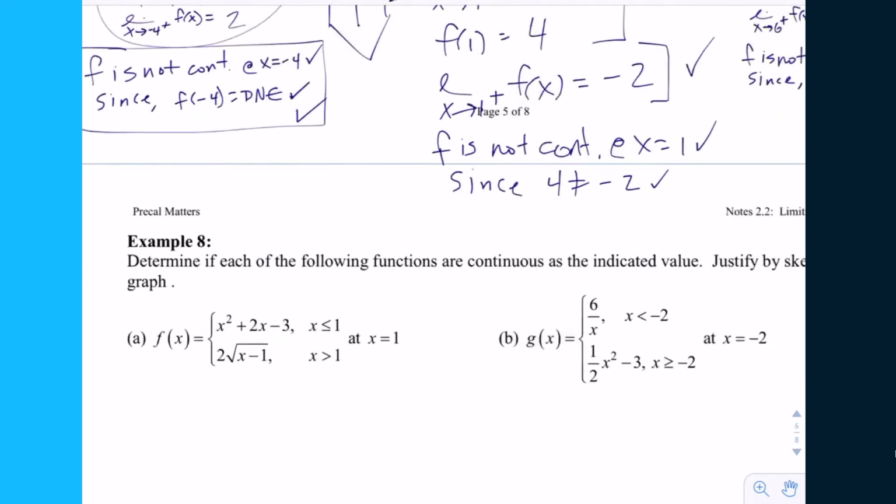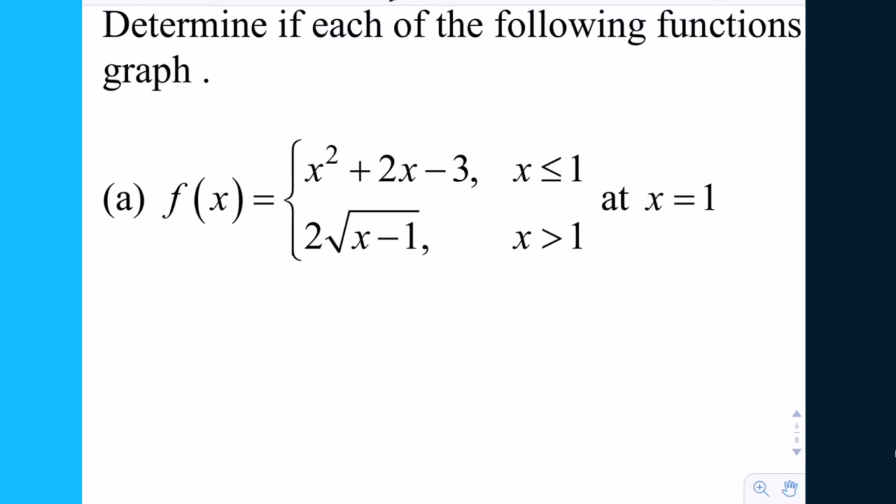All right. Now, are we always going to have a graph? No, we're not. So you will have a question tomorrow on the quiz, and we have 4 minutes to get this one done. But you'll understand it. Watch this. I want to know if it's continuous at 1.